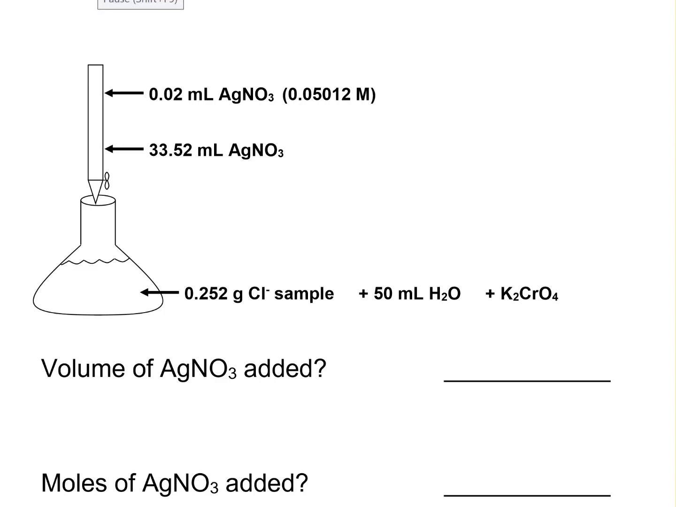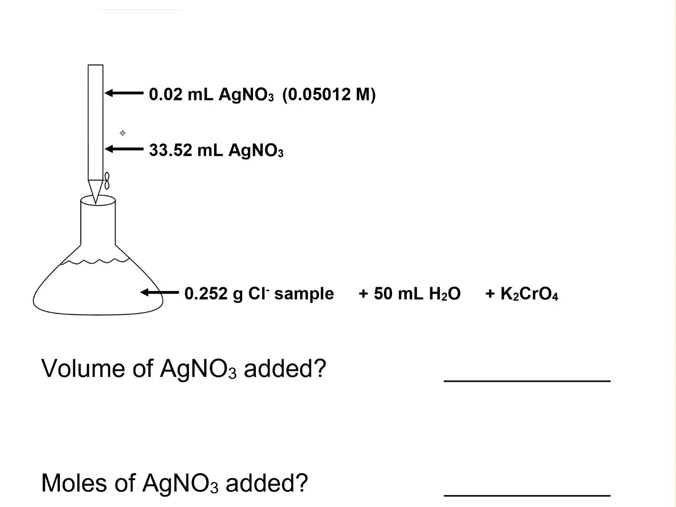Now let's go through a calculation. Again, in your flask, you'll have your white powder, your chloride sample, and you'll have to know the mass that is in that flask. The amount of water doesn't have to be exact, but get it close. It doesn't react, so that's why it's not as important.